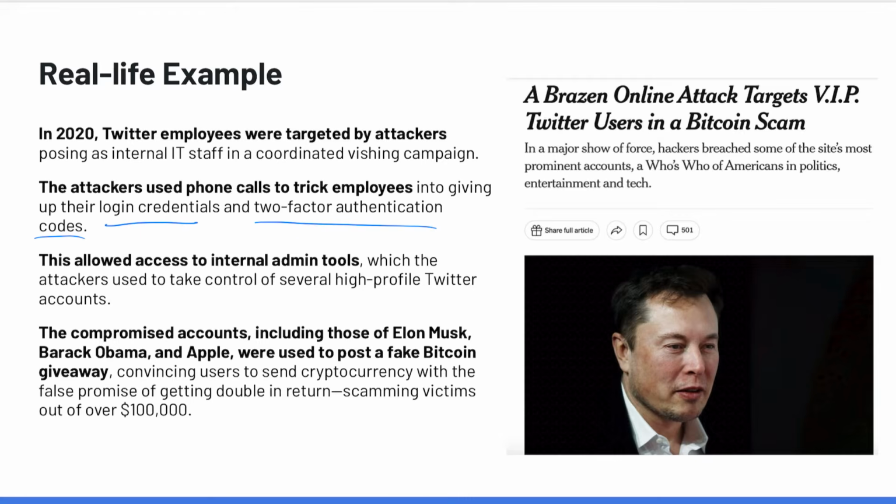They're able to take control of several high-profile Twitter accounts, including those of Elon Musk, Barack Obama, and Apple. And they're able to post fake Bitcoin giveaways that would allow users to send a bit of cryptocurrency and promise to give them double that amount in return. Obviously, this Bitcoin giveaway was fake because someone would send $500 worth of Bitcoin and then never get anything back. And the person running the scam would go straight to their Bitcoin wallet, which is untraceable. So this is a great example of a vishing attack.